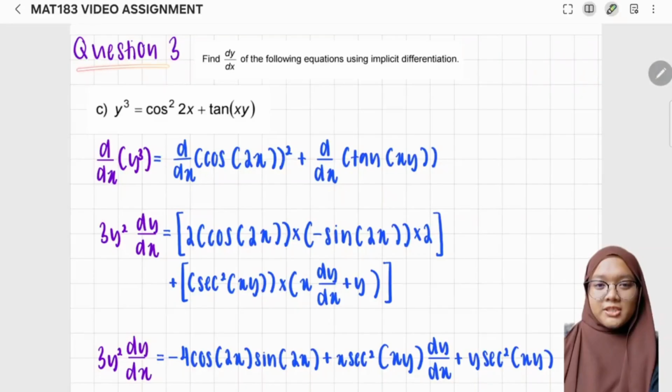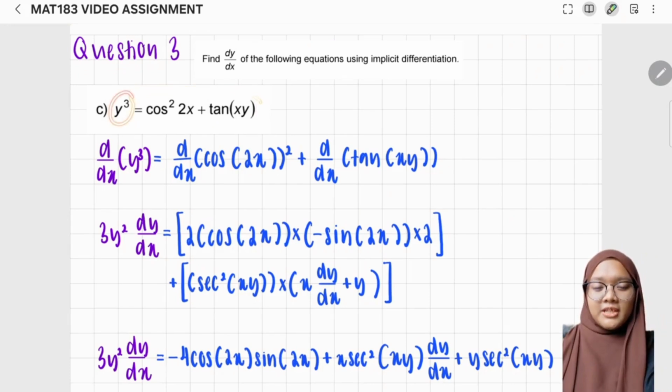That's all. Question 3. Find dy/dx of the following equation using implicit differentiation. For question c, y to the power of 3 equals cosine to the power of 2 of x plus tangent xy. We will differentiate both sides with respect to x since y is defined implicitly in terms of x.